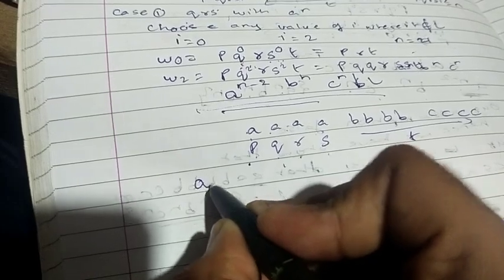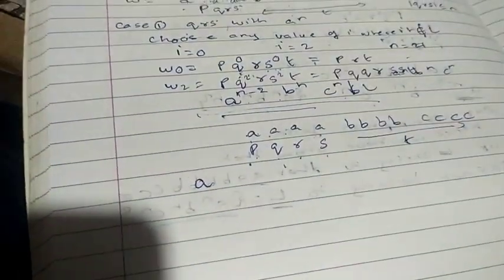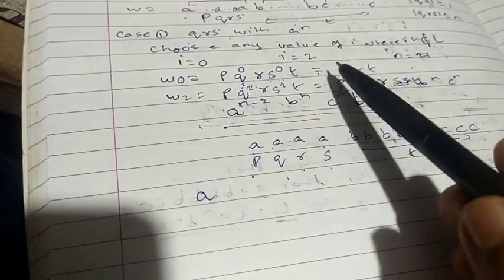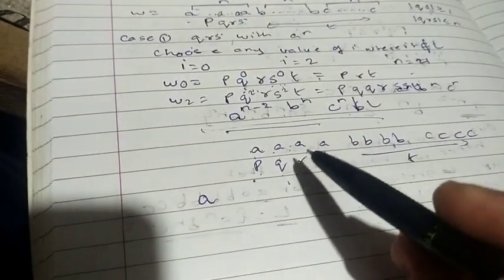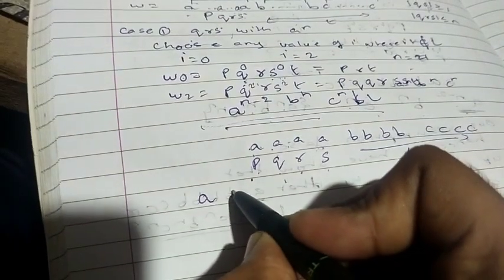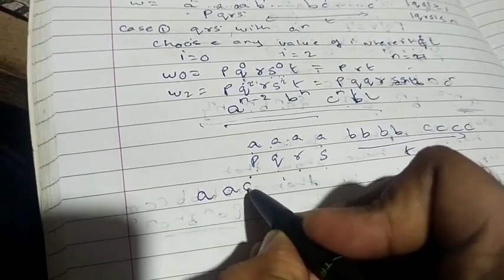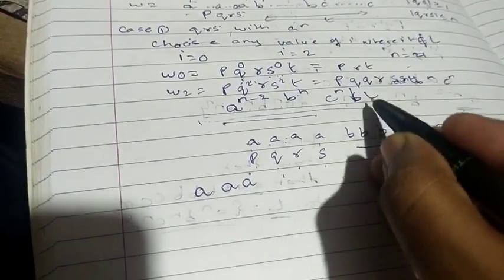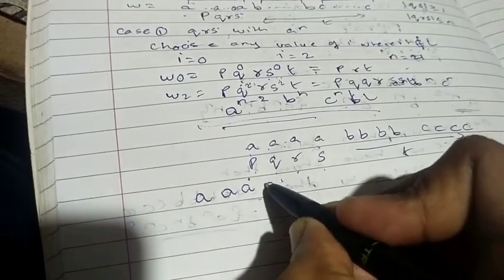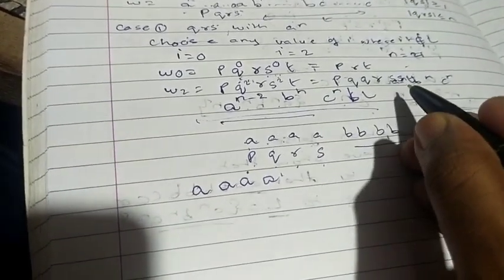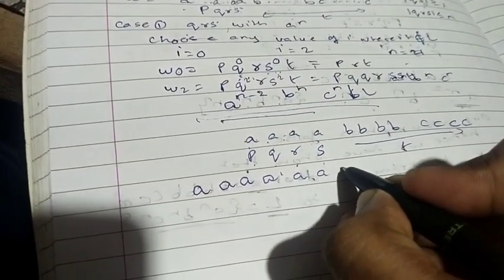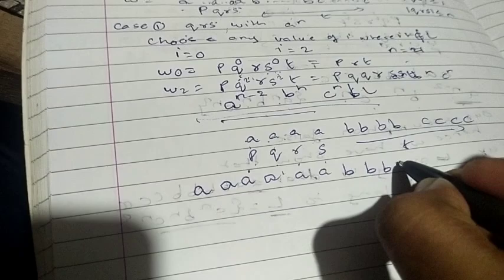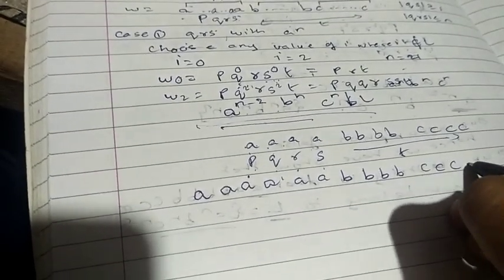Now P is written as P, which has only A belonging to it, and i equals 2 means double Q. Double Q means 2 A's, so Q will have 2 more A's. Then R is only single, so A. And then S is also double, so A, A. The rest of the things remain the same: B, B, B, C, C, C, C.